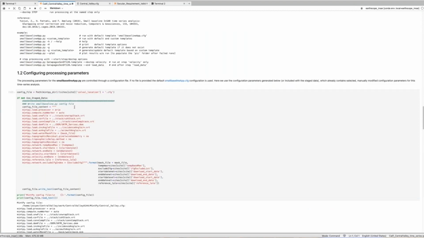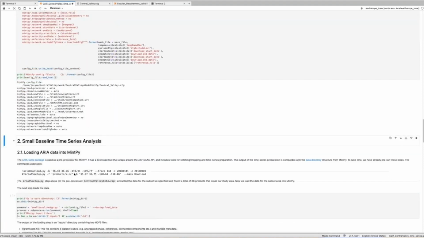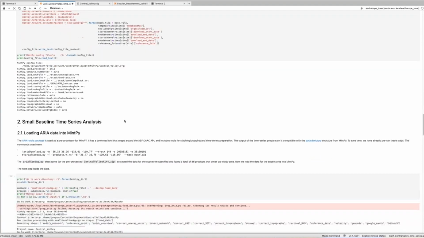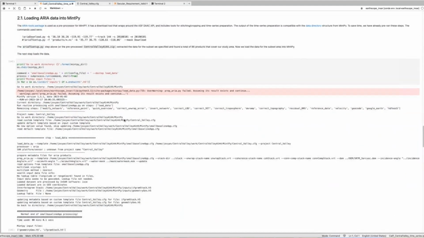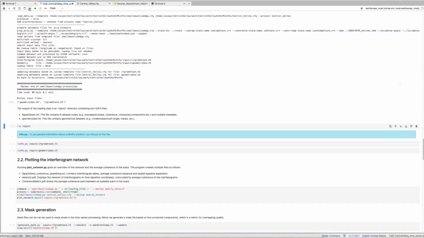This cell sets up a configuration file that we're going to be using to process this data set. It's just saying where the data is located, and there were some other parameters about how we're going to be doing the processing. These are the steps, again, of how to do the ARIA processing. This is the step to actually load the data into the MintPy dataset. Because I've run this before, it ran very quickly.